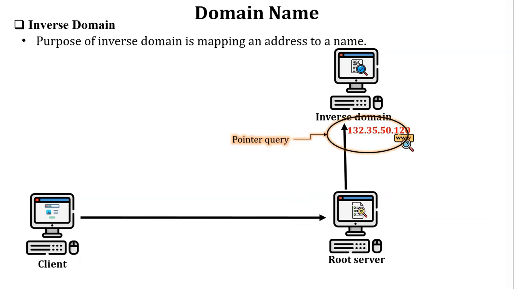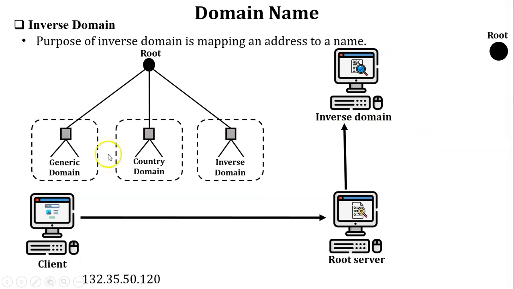So how does the inverse domain evaluate this query? We all know that in DNS, the root node is connected with 3 main domains. The first one is the generic domain, the second one is the country domain and the third one is the inverse domain.